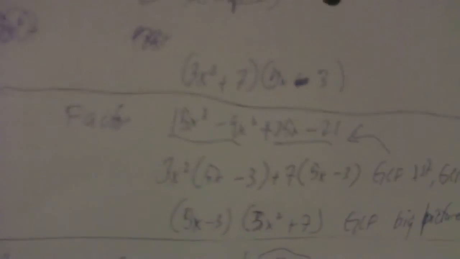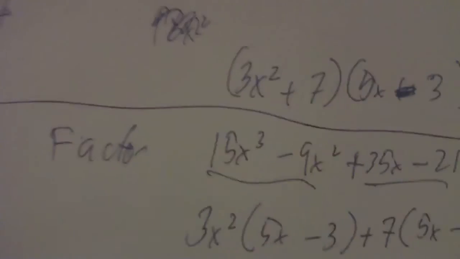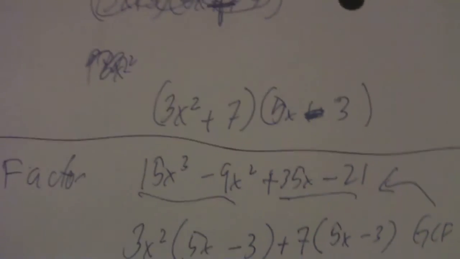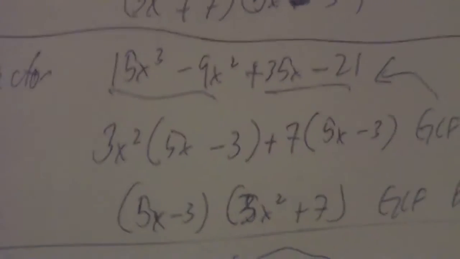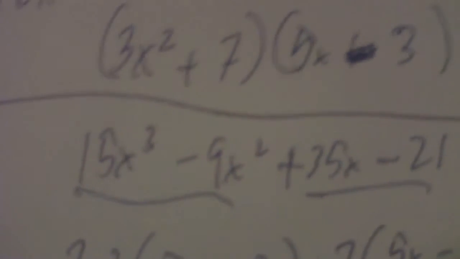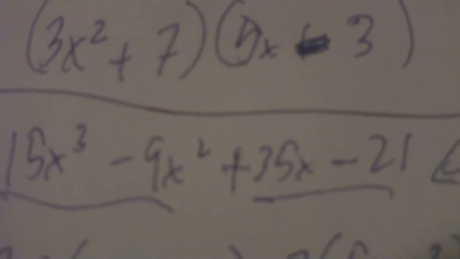Well, I'm just going to explain by example. I'm not going to write the rules down. Usually, if it says factor and you got 4 terms, chances are it's factor by grouping. So let's pretend this is our problem: 15x cubed minus 9x squared plus 35x minus 21.